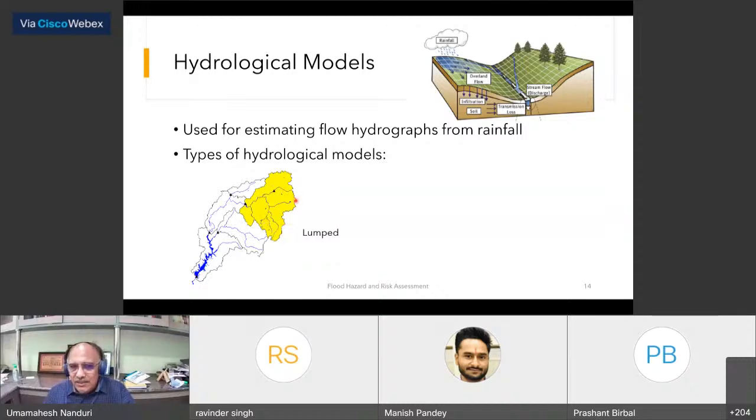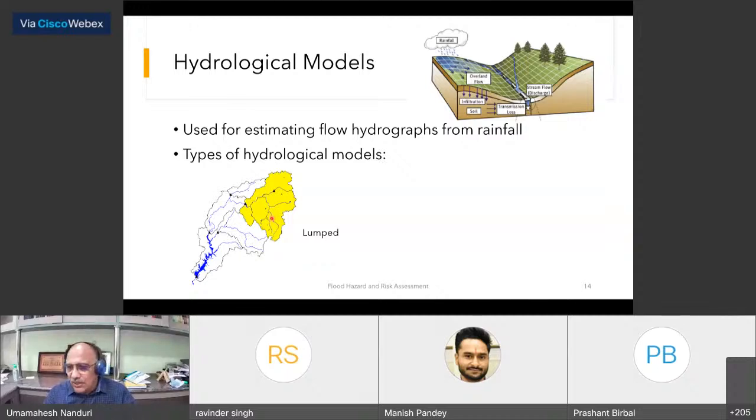But I'll assume that I'll just take the average condition of the entire basin and assume, for example, a single rainfall event over this, a single rainfall measurement, like I'll take the average rainfall over this entire basin. And similarly, all the characteristics, I'll assume that they're constant over the entire area. So this kind of model is called a lumped model.